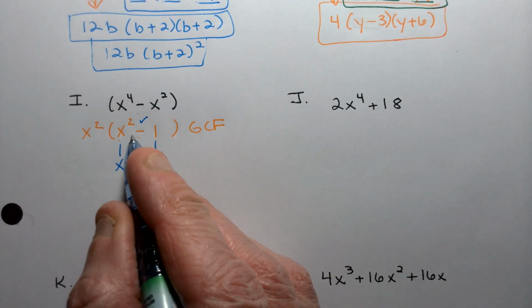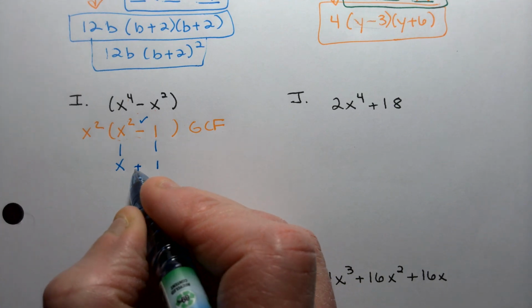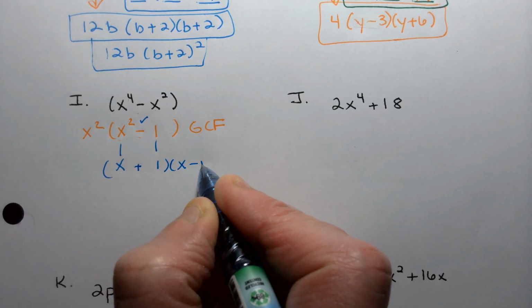And when you have that difference and no middle term, that meant you had one of each. You have x plus 1 and an x minus 1.